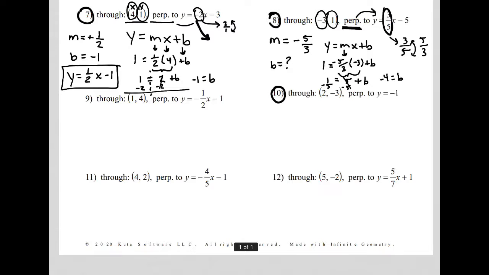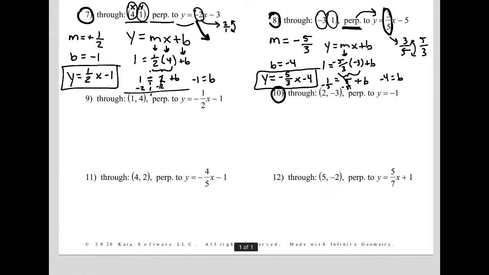So now I can go ahead and write my equation, because now I know b is negative 4. And my equation would then be y equals mx, well, negative 5/3 x plus b. Since b is negative 4, I'm going to put minus 4. And there's my final answer. So the last one I'll do is number 10.